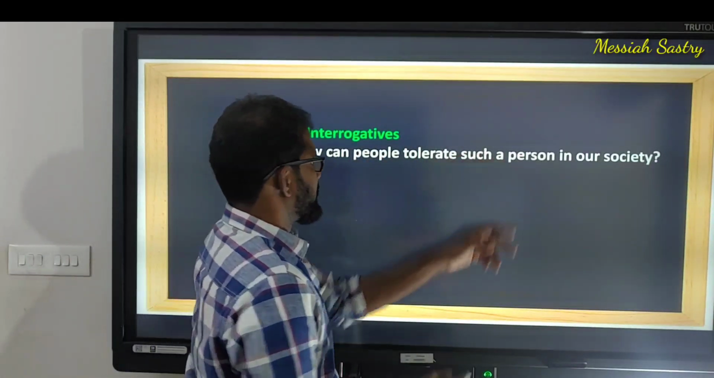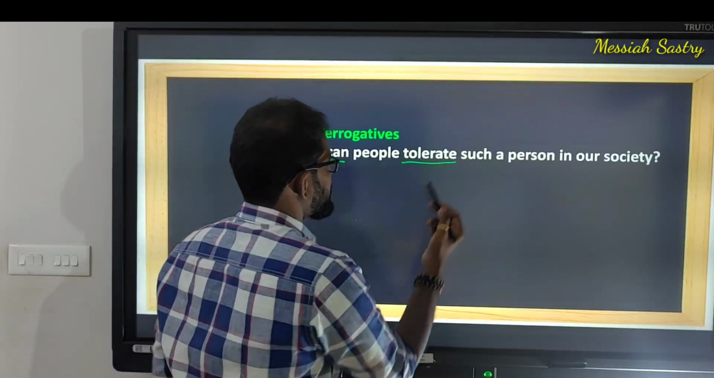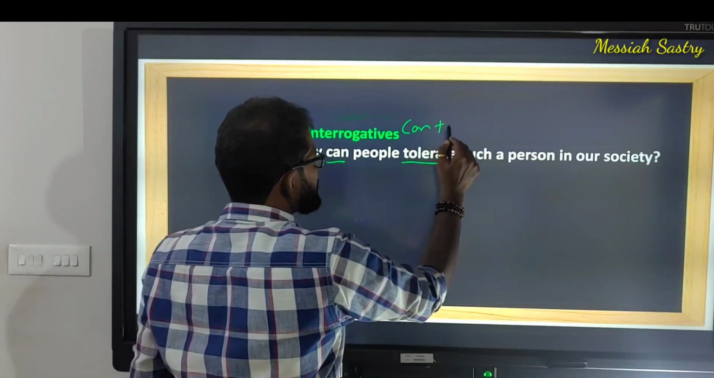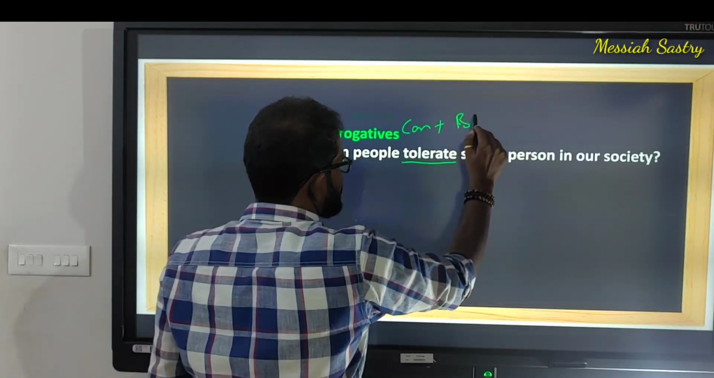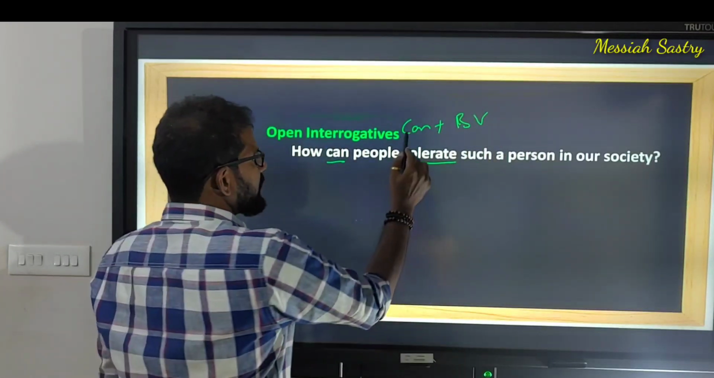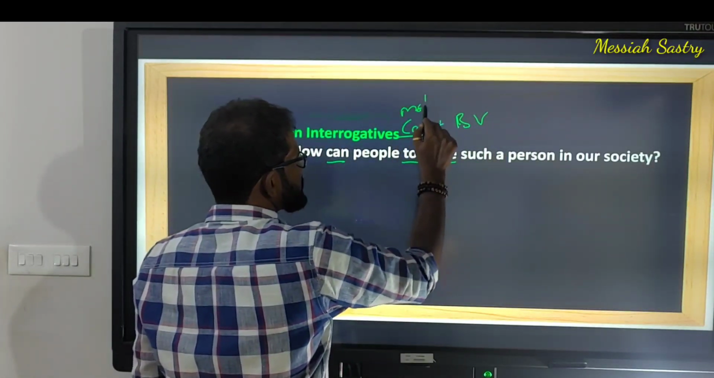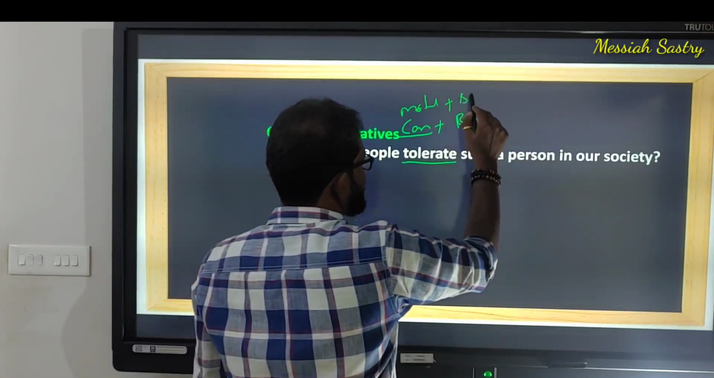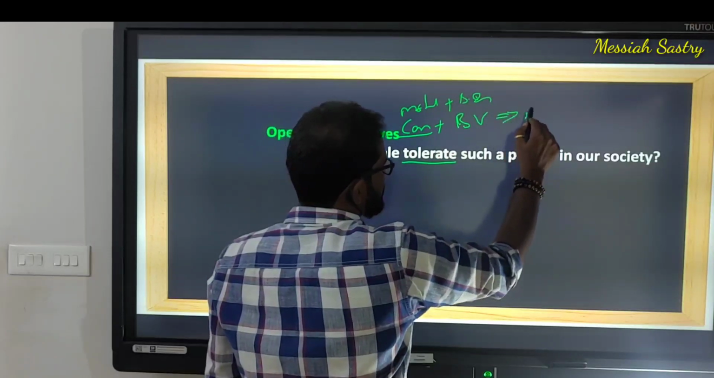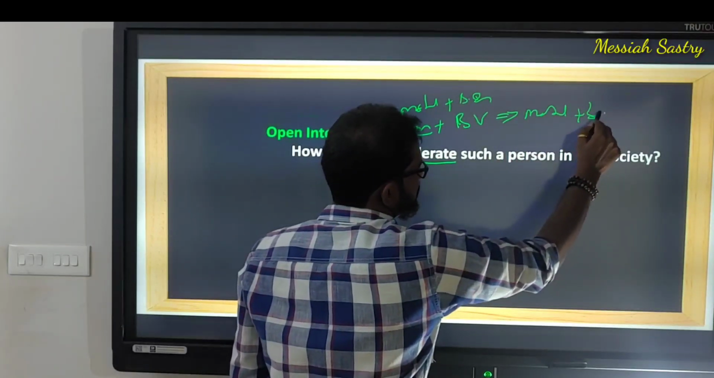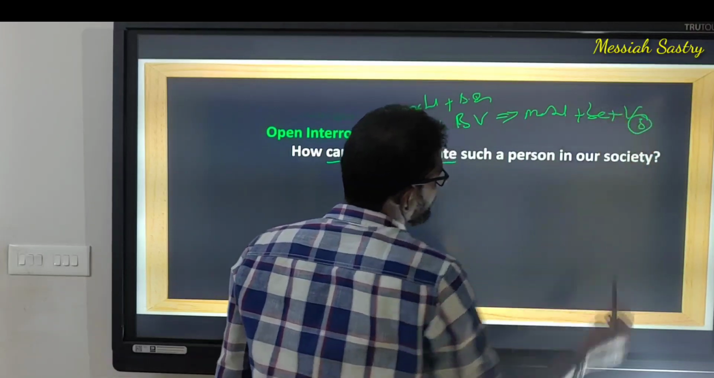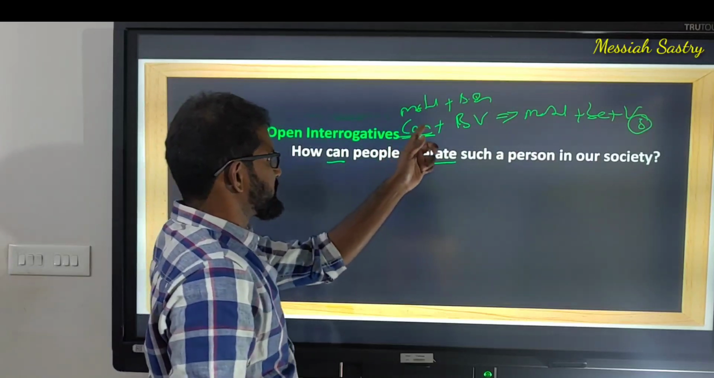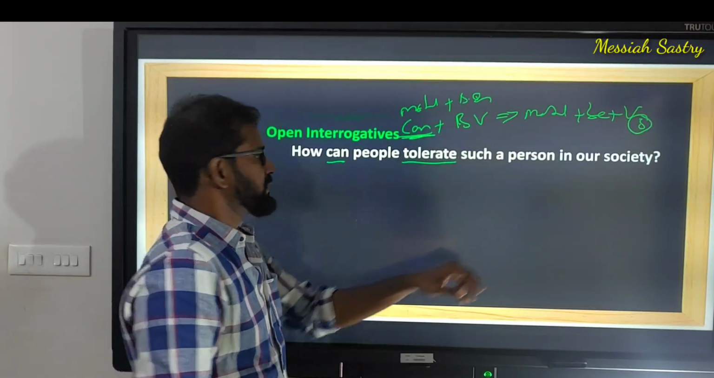Next question. How can people tolerate such a person in our society? Can tolerate is the verb. So can plus tolerate, base form or bare infinitive. Now can is a modal. So modal plus bare infinitive, modal plus be plus V3. What is the modal given? Can. So when can is given, use only can, not could.